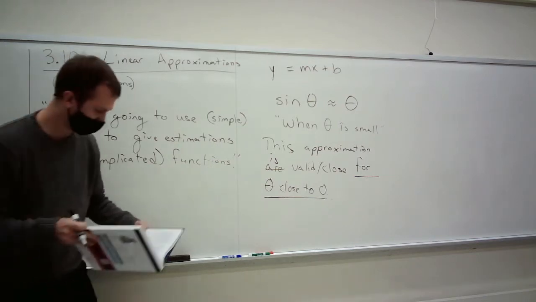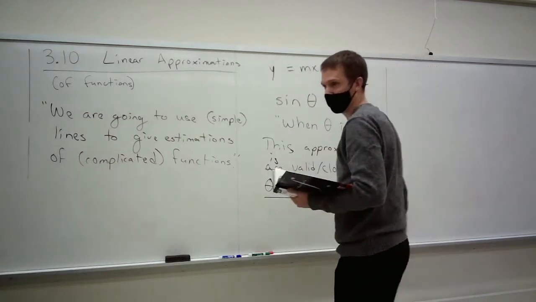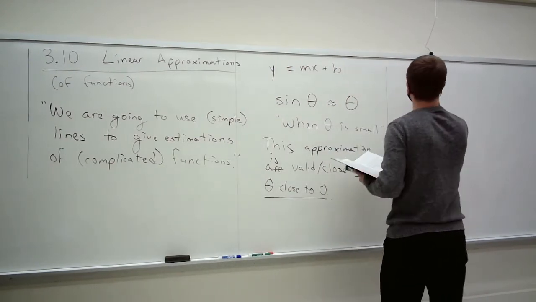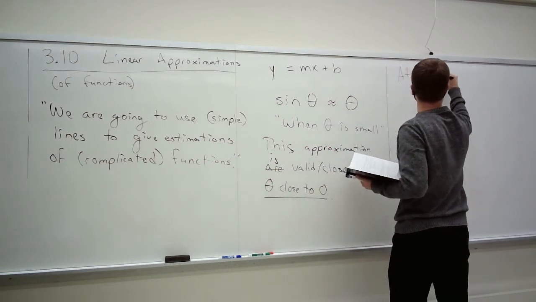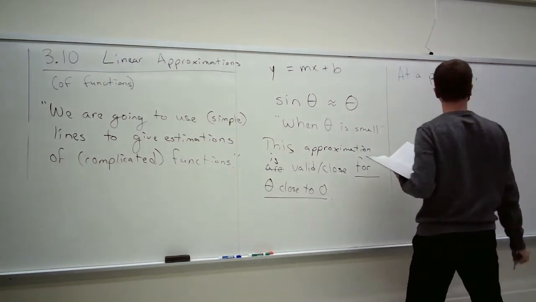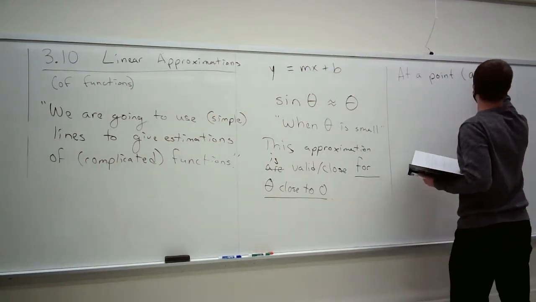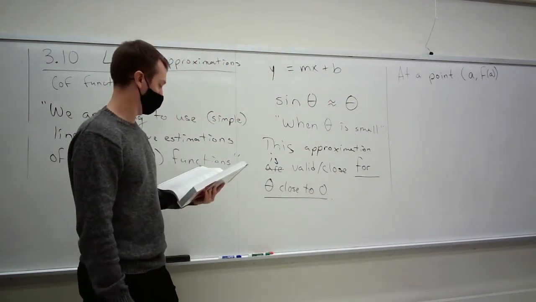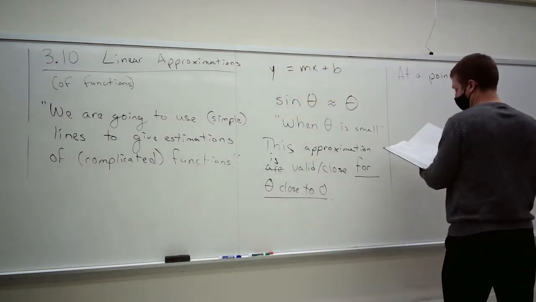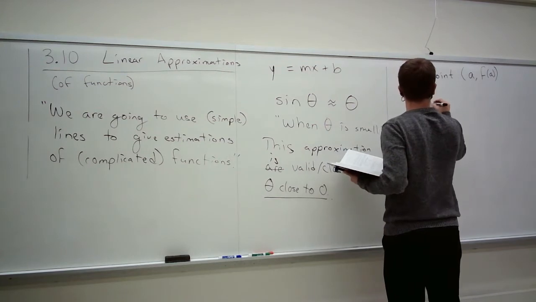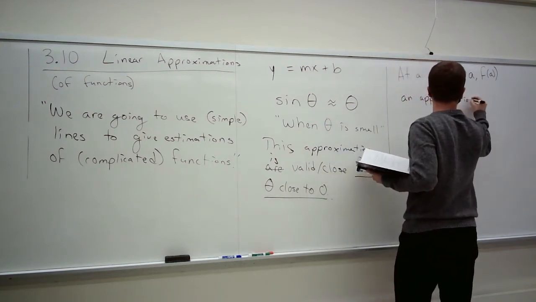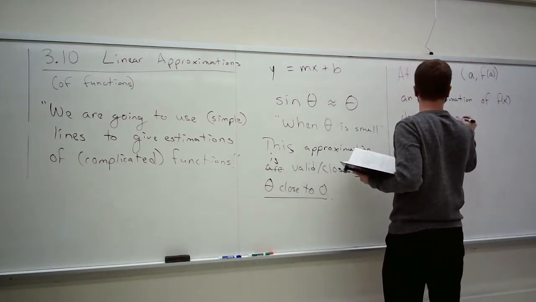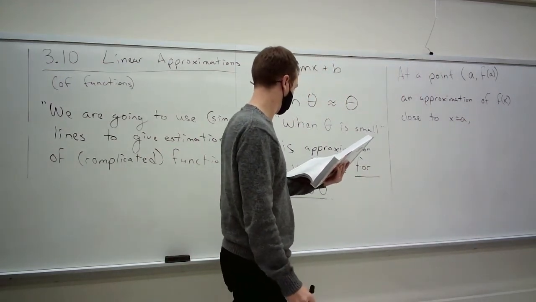So let me give you just a couple functions here. So at a point A, that's our x value, some input, and f of A, that's the output of our function at that x value. And an approximation of f of x close to x equals a is this one.